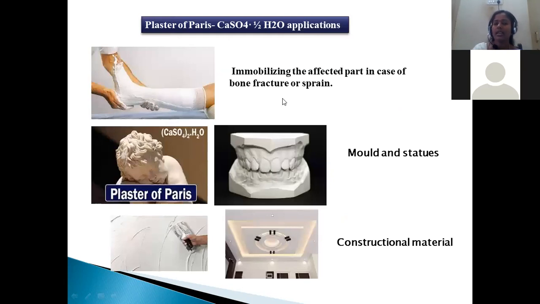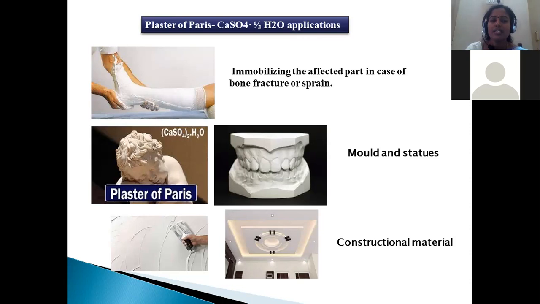Plaster of Paris is calcium sulfate hemihydrate, and it is a very essential component to immobilize the affected part in bone fractures and sprains. If any accidental fractures are there in the bones, or any sprains in the muscles, then when plaster of Paris is applied, what happens? It gives artificial strength to the bone, and it avoids the mobilization of the bone, so that bone fixing is possible.